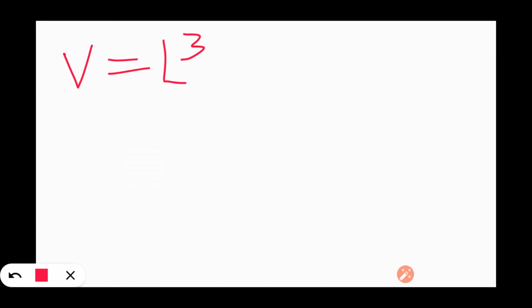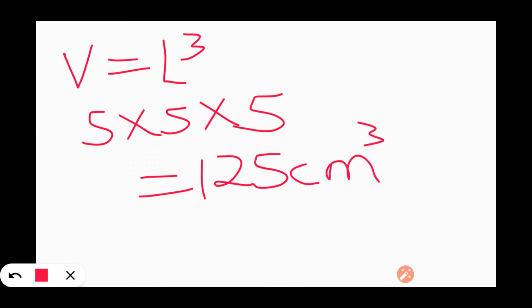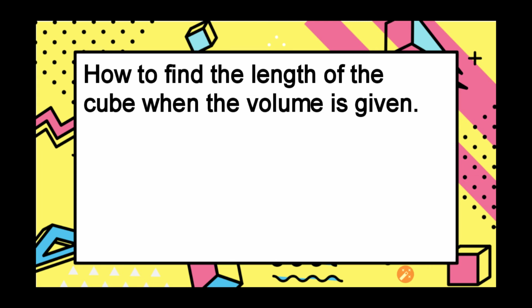That is 5 times 5 times 5. 5 times 5 is 25. 25 times 5 is 125 centimeter cube. My answer is what? 125 centimeter cube. Okay. We all can now find the volume of a cube.